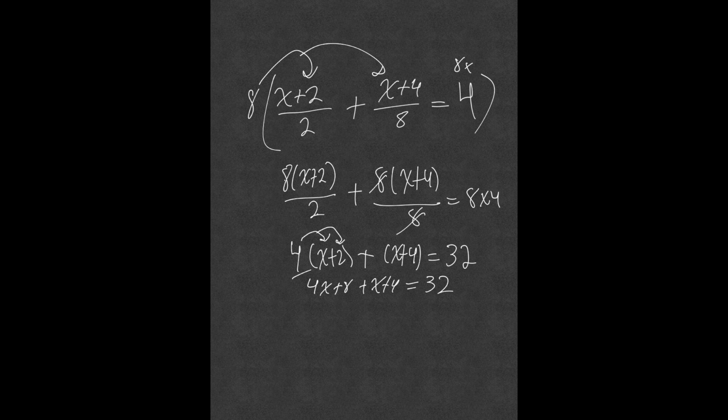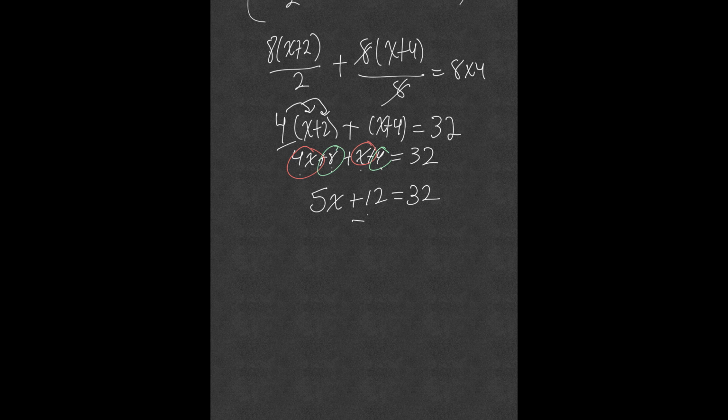Okay. So now I'm going to group terms together. I have a 4x here and I have an x here. And then I have an 8 here and a 4 here. So I'm just going to group those terms together. 4x plus x. I have 4 x's over there on the left, and I have 1 x on the right. In total, I have 5 x's. I have 8 and I have a 4. 8 plus 4 is just 12. And of course, that equals 32 still.